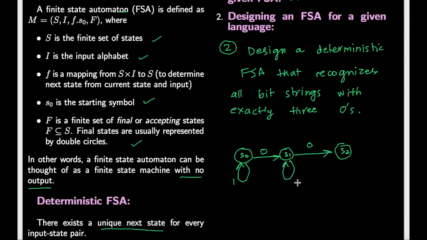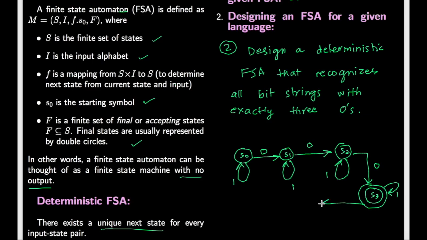Now S2 is the state which remembers that there have been 2 zeros so far, and for 1 we still stay. Then S3 is where we get 3 zeros, right? So this is 0 0 0, an acceptable string in the language we want. So S3 has to be the final state. Also 1 is still fine, because S3 remembers that there have been 3 zeros so far.